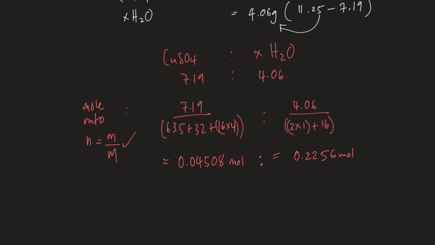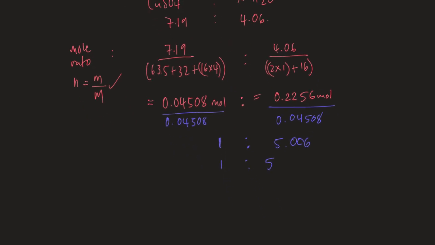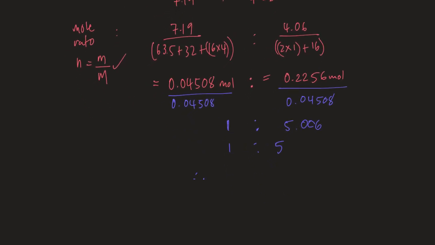And remember, we're doing a ratio calculation. If I look at these two, I must divide both of them by the smallest value, which is 0.04508. Here I'm going to get 1 is to 5.006. Now just round that off, 1 is to 5, and therefore X is equal to 5. So my hydrated salt is CuSO4 times 5H2O. And there we go.